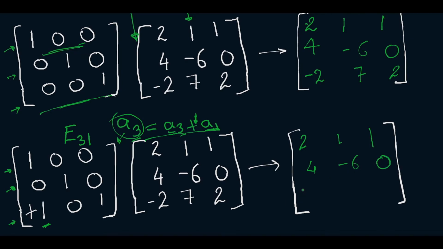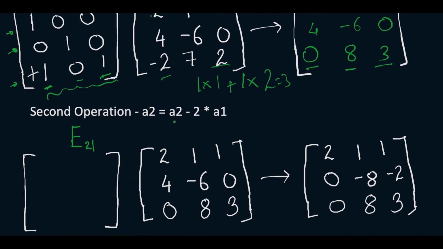and the third one will be plus 1 multiplied by this 2, plus 0 times 4, plus 1 times this minus 2. So this will give us 0. Now we will do the same operation for this to get this. So it will be plus 8, and the final one will be plus 1 times 1 plus 1 times this 2, which will give us 3. So this is our elimination matrix.